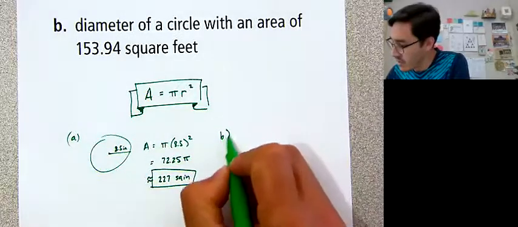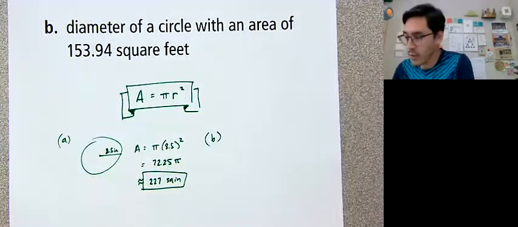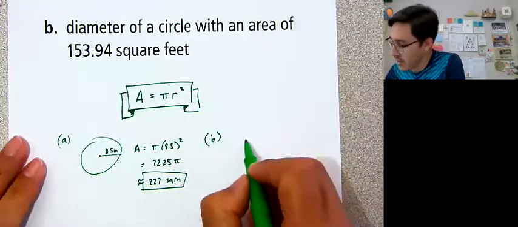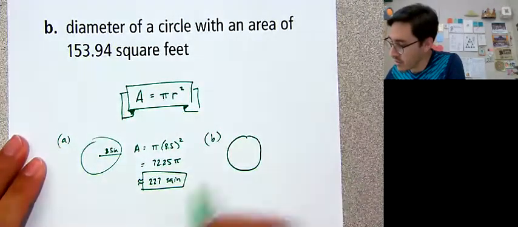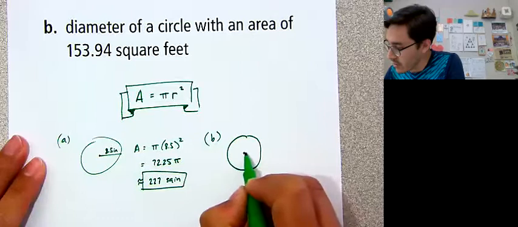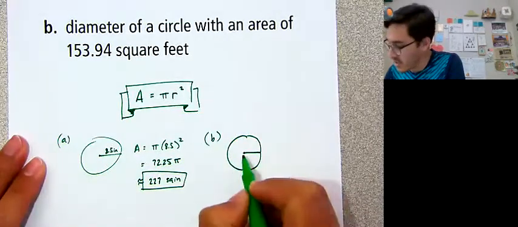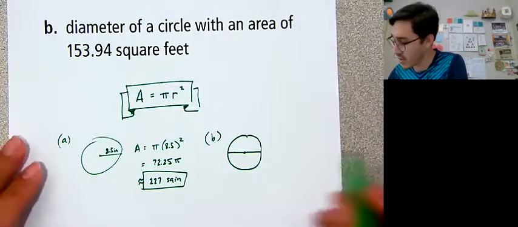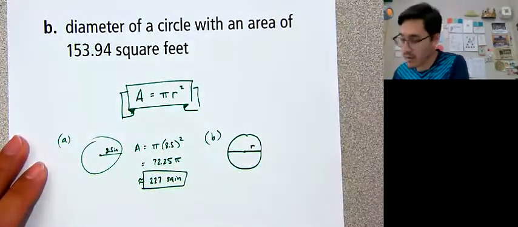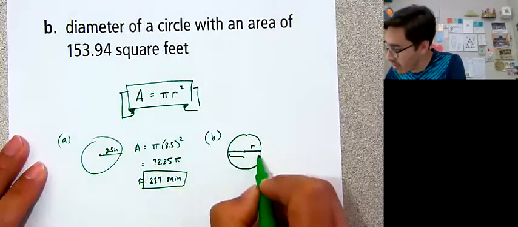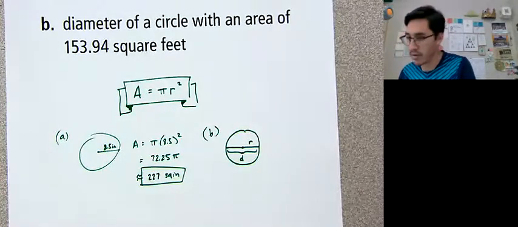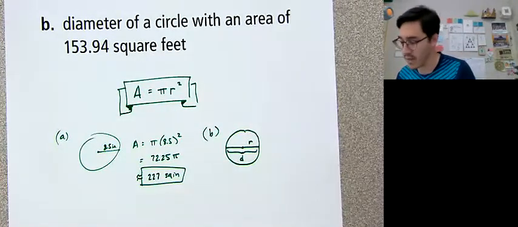All right, let's take a look at part B. So we want to find the diameter of a circle with an area of 153.94 square feet. Okay, so here is a circle. So this is a radius, and so the diameter would be 2 radii, right? Double the radius. Okay, so I'm just going to write r there, and then I'll write d there, right? The total length from side to side of the circle is that diameter.